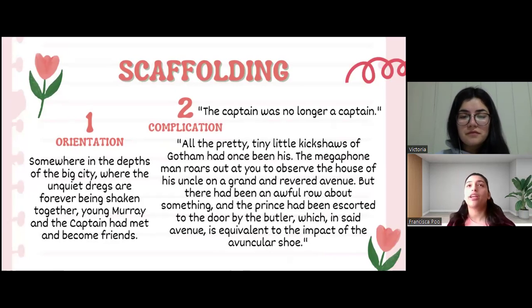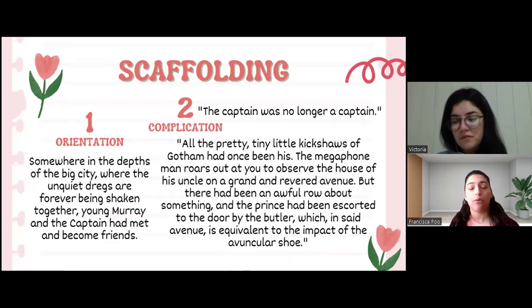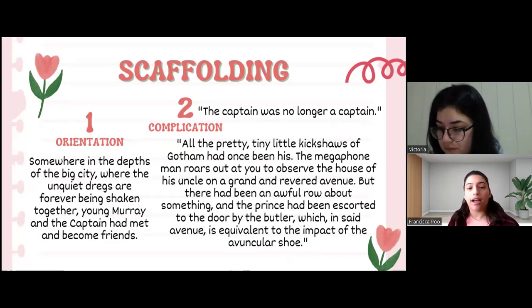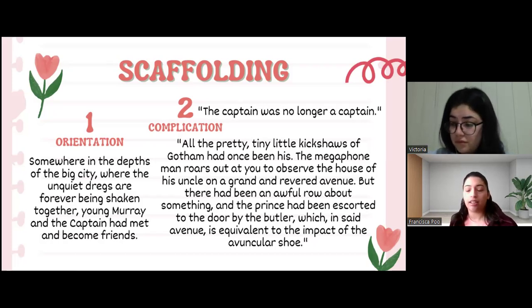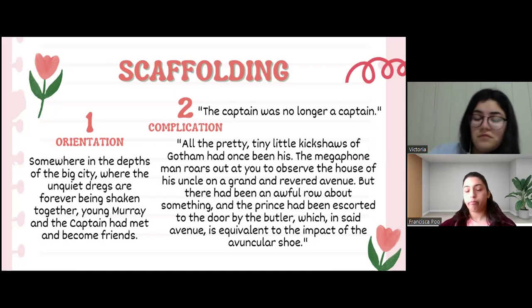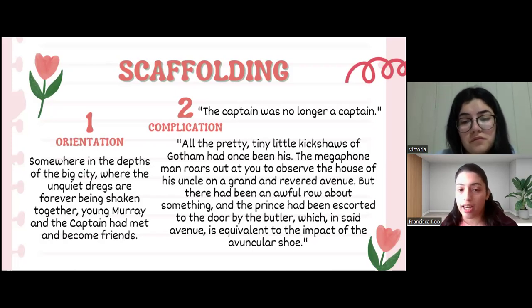In the orientation, which we can identify in the first paragraph, we see where the story happens, which is the big city. We know that it's New York City. What happened? John Murray and the captain had met and become friends. Who are the main characters? They are introduced as Murray and the captain.